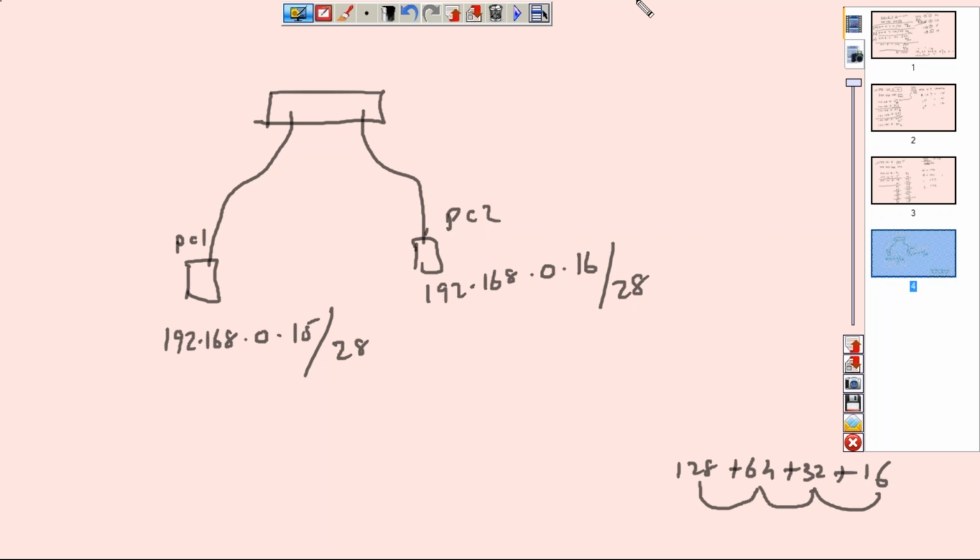Sir, do we have an answer? 192.168.0.15, that's a broadcast ID, and .16 is the network ID. Correct. So there are two problems here. Rather, there are three problems here.